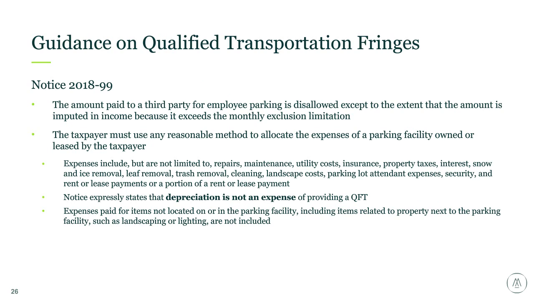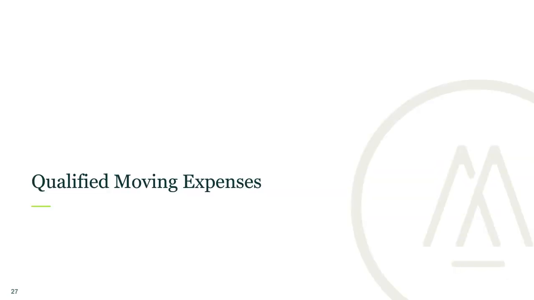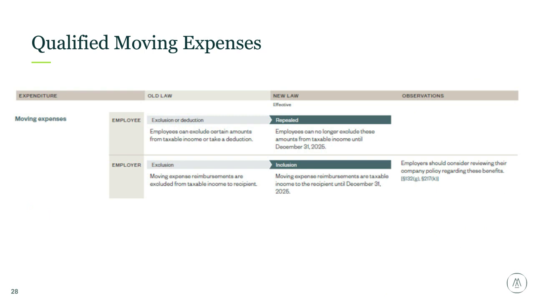So this is just a little bit more information about the imputed income and monthly allowance exclusion. And in the essence of time, we're going to go to qualified moving expenses. So the qualified moving expenses.